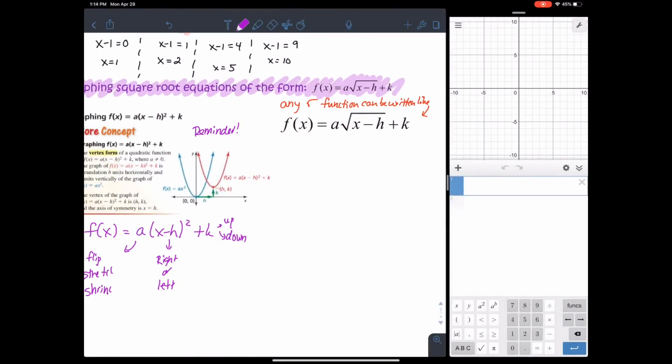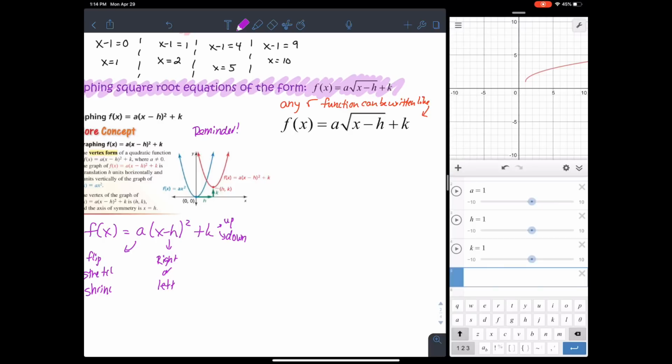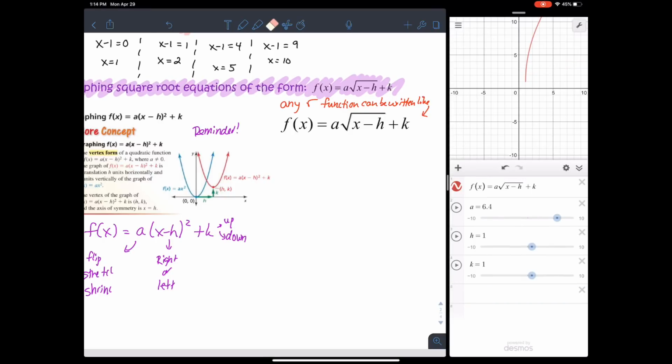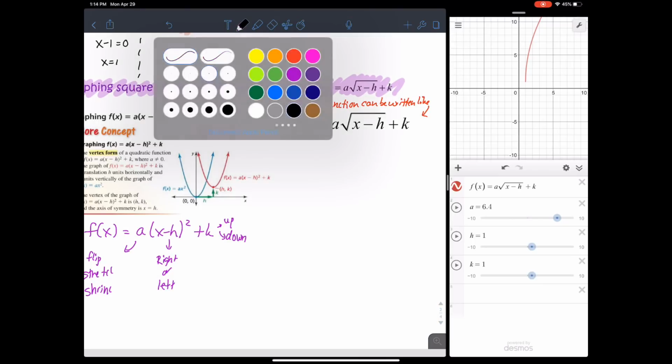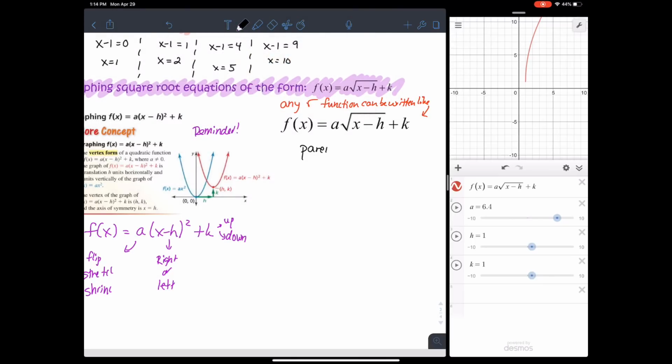So let's go to Desmos real quick and let's type f of x is equal to the equation that we have there. So we're going to do a times the square root of x minus, and then here I'll use h. Outside of that square root, we have a plus and then a k. And on my version, I am going to add those sliders for my square root. So the parent function, just so we're clear, the parent function is supposed to just be f of x is equal to the square root of x.